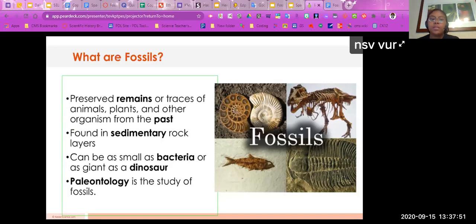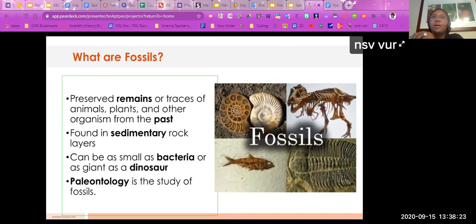Next, they are mostly going to be found in sedimentary rock layers. Just like we talked about with our bellwork, most of our igneous rock does come from melted or molten rock. So you probably wouldn't find a whole bunch of fossils, especially intact fossils, in that area. Next, it can be as small as bacteria, or it can be a giant dinosaur.